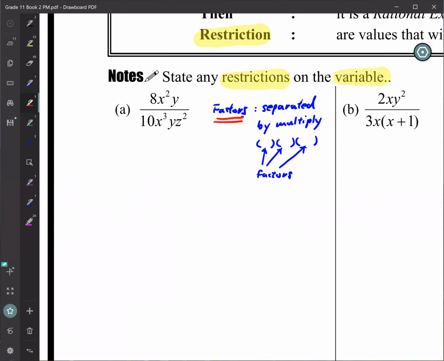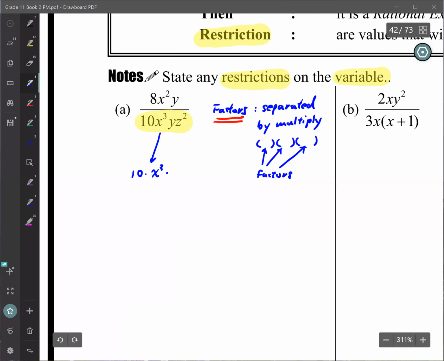So we want to focus on our denominator here. Let's pull it out. In the denominator, we have 10 multiplied by x cubed, then multiplied by y, multiplied by z squared. So it has 4 factors. We want to make sure not any of them becomes 0. Of course, for the first one, 10 can never be 0, because it's a constant, it will stay there.